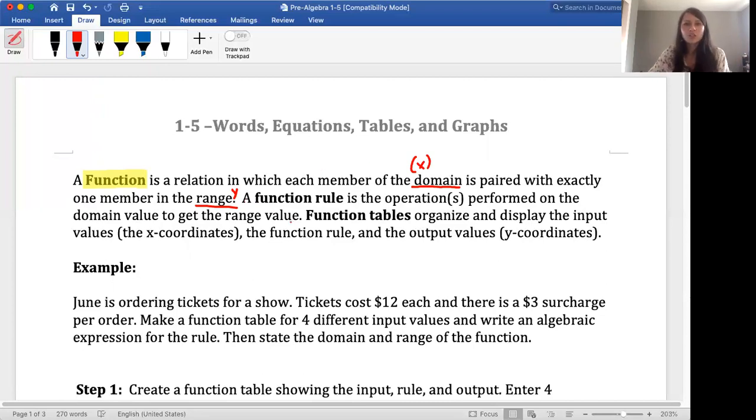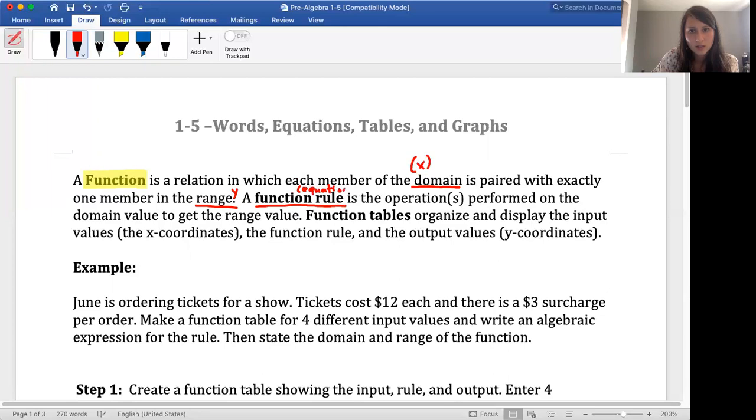But a function rule is basically the operation performed on the domain value to get the range value. So the function rule is basically what we call working out an equation. So for this purpose here, we could say that's kind of like our equation.